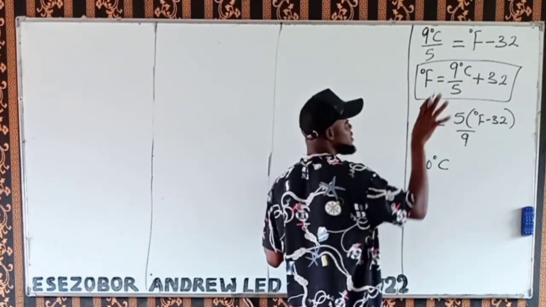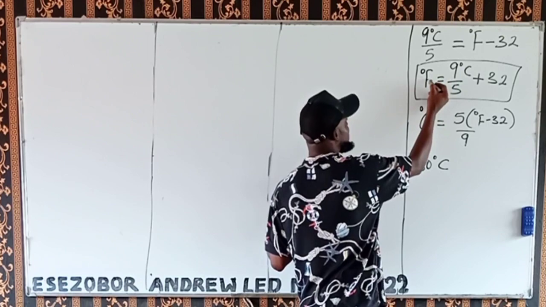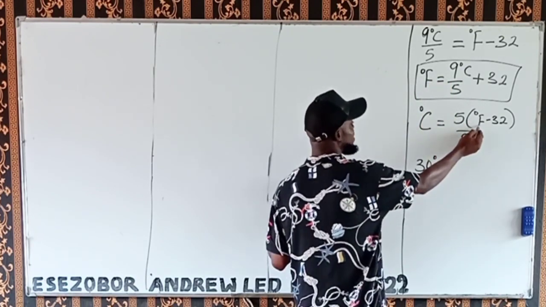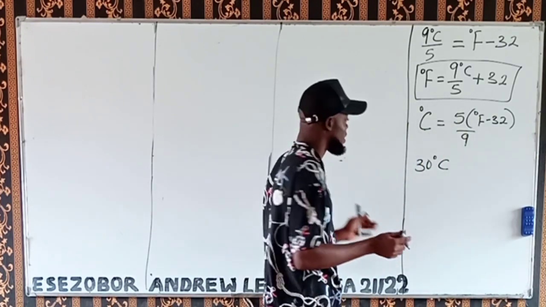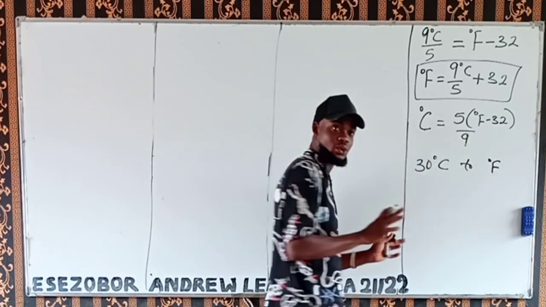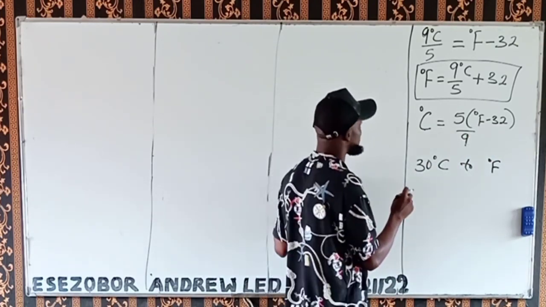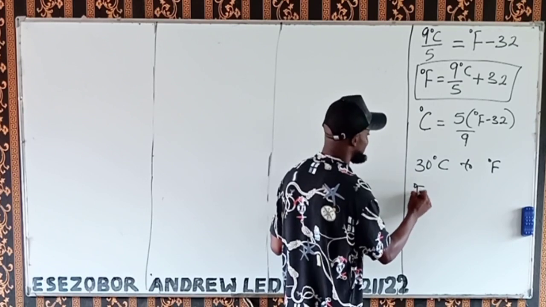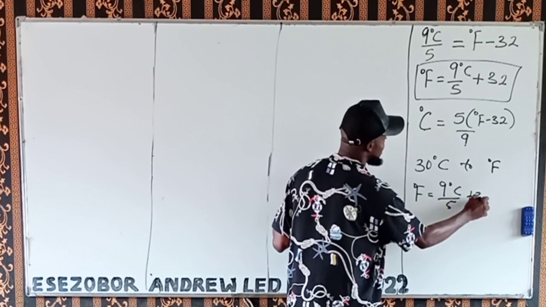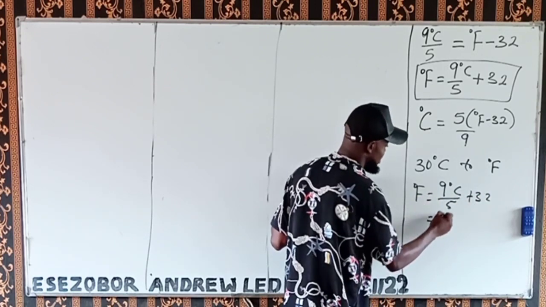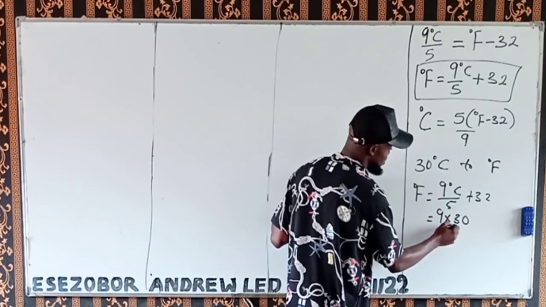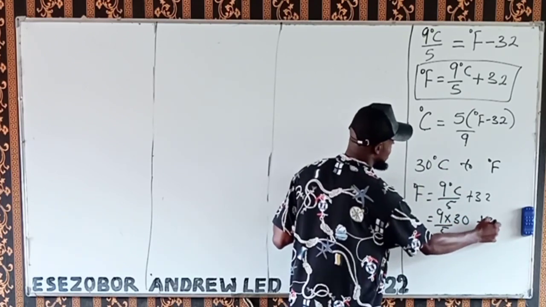If we want to move from degrees Celsius to Fahrenheit, we use a formula that has Fahrenheit as the subject. If we want to move from Fahrenheit to Celsius, we use another formula that has Celsius as the subject. So let's move this around to degree Fahrenheit to see what we are going to have. Degree F equals 9 degrees C over 5 plus 32. So this will give us 9 times 30, because we have 30 degrees C, over 5 plus 32.